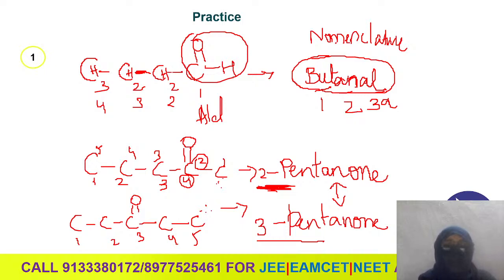If it is coming at the end, it will always have the first numbering. That will be 1 always. Hence, we need not specify the position 1, which is understood. Here, the position was not understood. It can be on the second, it can be on the third. Hence, we don't need to specify the position of aldehyde, but we need to specify the position of ketone. That's why I specified it here. Hope it is clear to you. Next, we'll practice more.